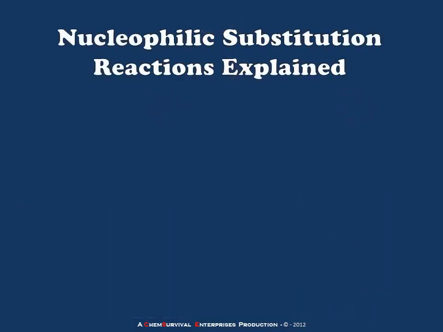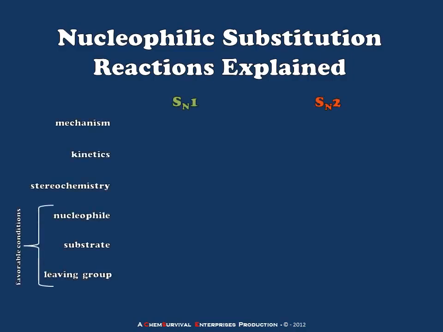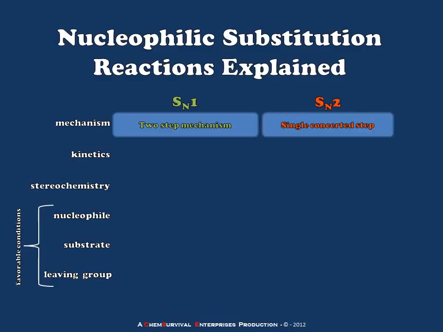So now that we have considered each of the two basic nucleophilic substitution reaction mechanisms individually, let's compare them side by side. Starting with the mechanism. The mechanism of an SN1 reaction is two steps. It involves first the departure of the leaving group, followed by the attack of the nucleophile. Whereas the SN2 reaction occurs in a single concerted step, in which the nucleophile attacks and the leaving group departs simultaneously.